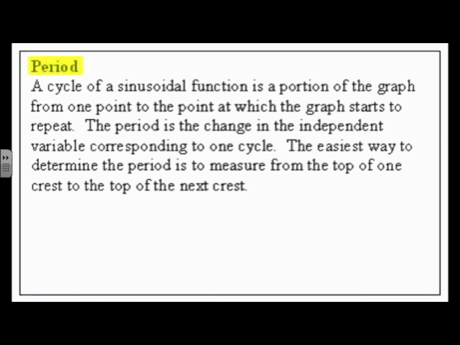There are 3 terms that we use to describe sinusoidal functions. Those terms are period, sinusoidal axis, and amplitude. Let's start with the period. A cycle of a sinusoidal function is the portion of the graph from one point to a point at which the graph starts to repeat. The period is the change in the independent variable corresponding to one cycle. The easiest way to determine the period is to measure from the top of one crest to the top of the next crest, or another way of saying it is from one maximum to the next maximum. You can also determine the period by going from one minimum to the next minimum.